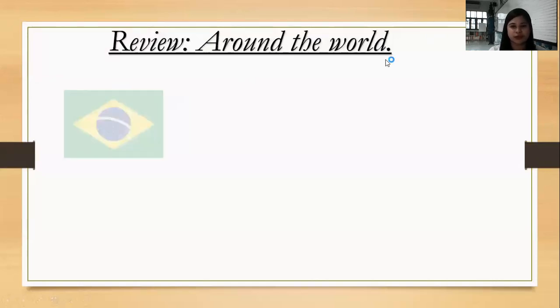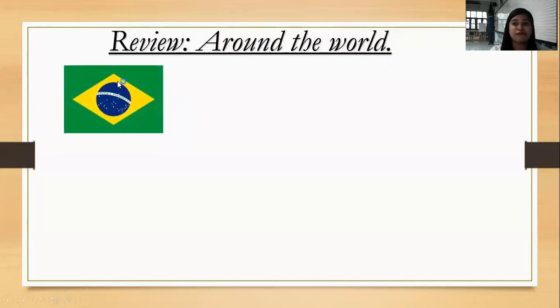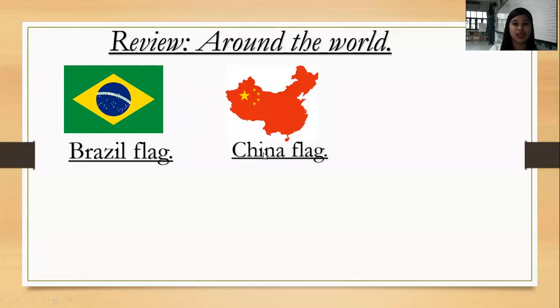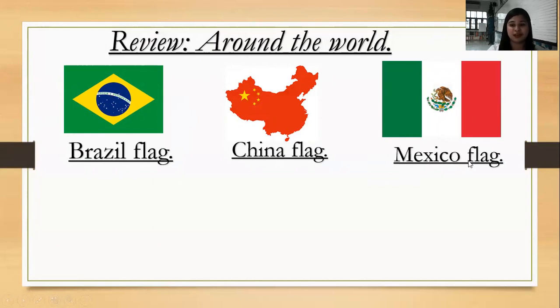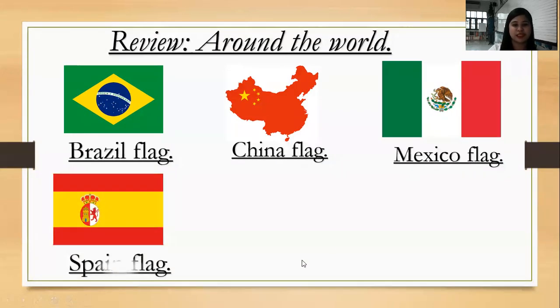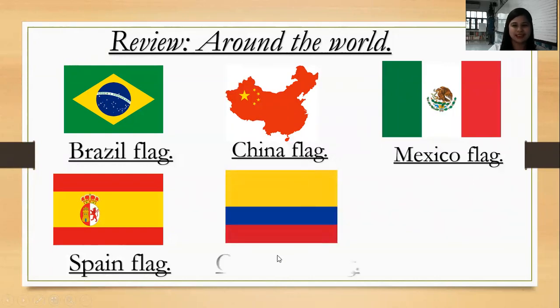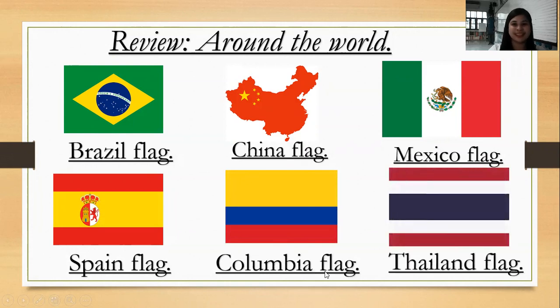Around the World. What is it? Flag. Again, what is this? Flag. Brazil flag. China flag. Mexico flag. Spain flag. And Colombia flag. Thailand flag.